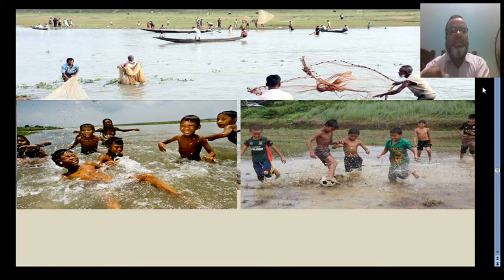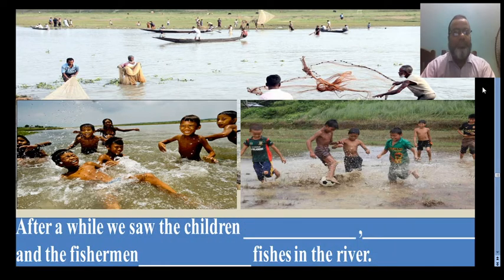What can you see? There are three pictures here. Somewhere people are catching fish, spreading nets. Some little boys were swimming and playing in the muddy water. After a while, we saw the children. What were they doing? Playing. And the fishermen, what are they doing? Fishing in the river.